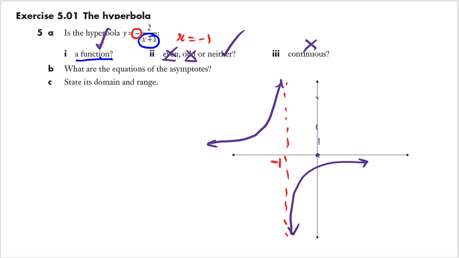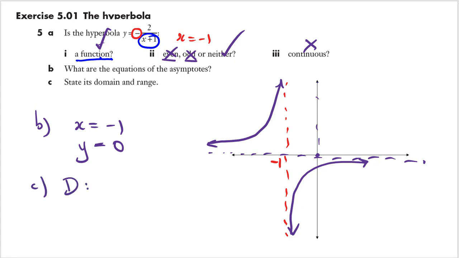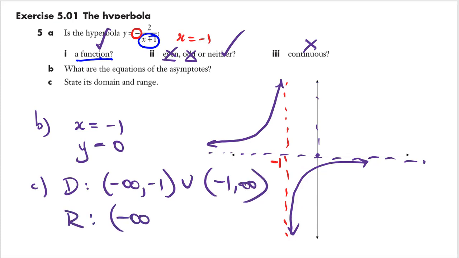What is the equation of the asymptotes? Well, in this case here, the asymptotes, we've already drawn that one. There'd be also this horizontal asymptote, and the equation of that would be y equals 0. It's the x-axis. Part C, state the domain and range. We've done this a few times already. In this case, the domain is from negative infinity up to minus 1, and minus 1 to infinity. And there is our range.